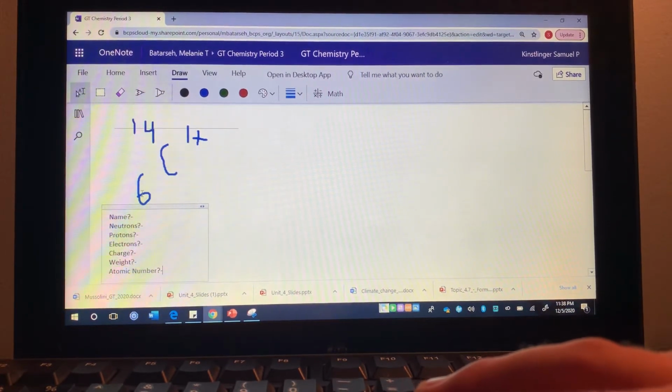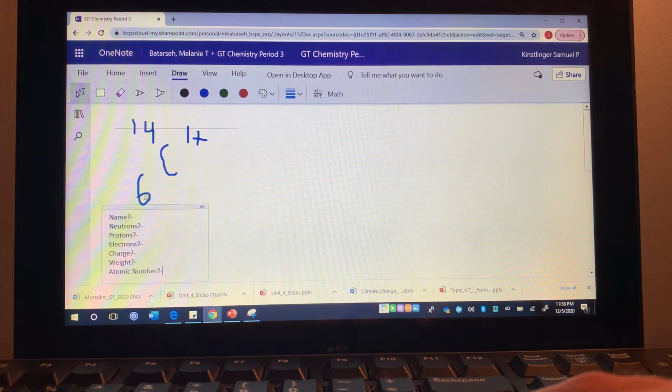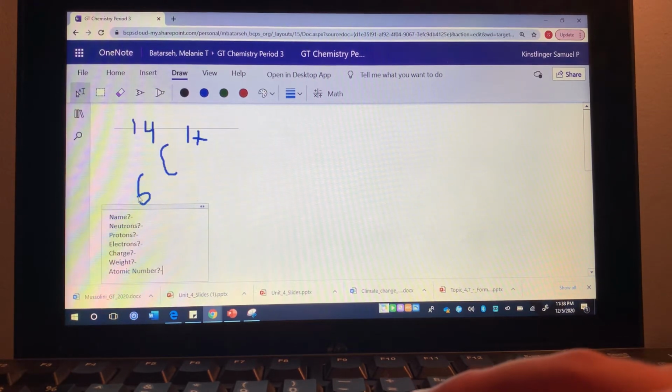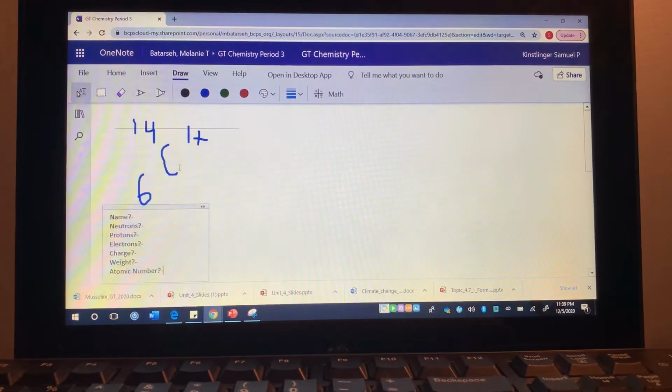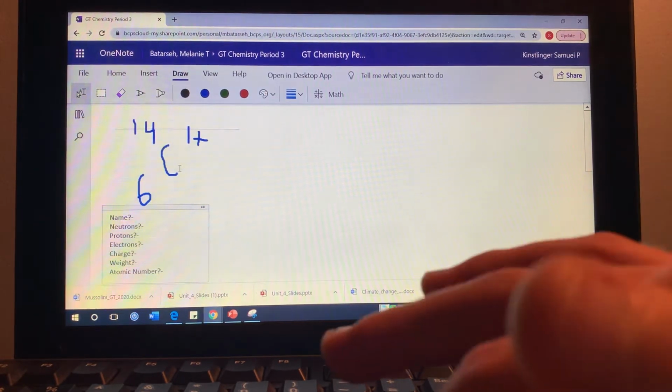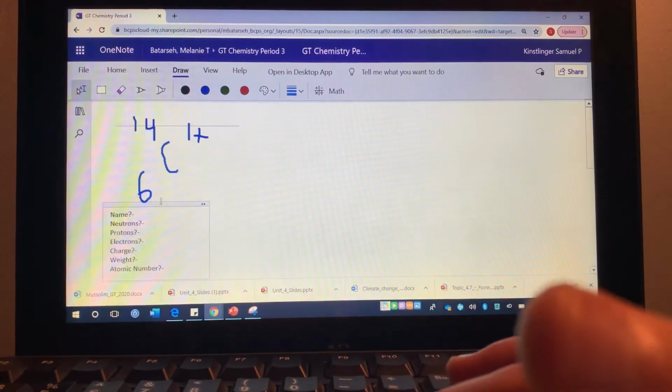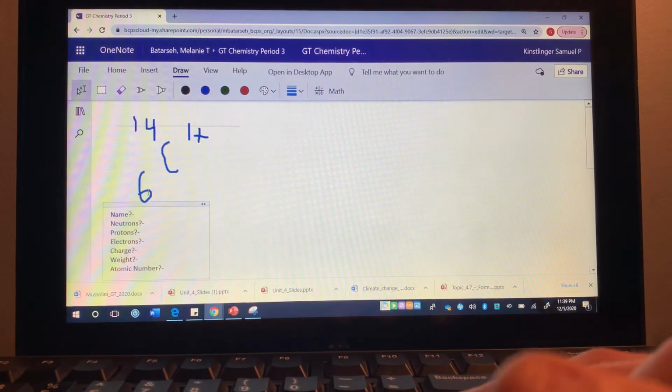Down here is the amount of protons. That is 6, which means that it's carbon, which you can see here, which is the atomic symbol. Every element has an atomic symbol, which is an abbreviation that denotes which element it is. And it has 6 protons, which means the atomic number is going to be 6.